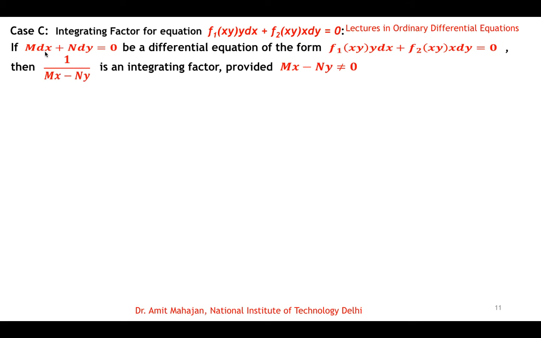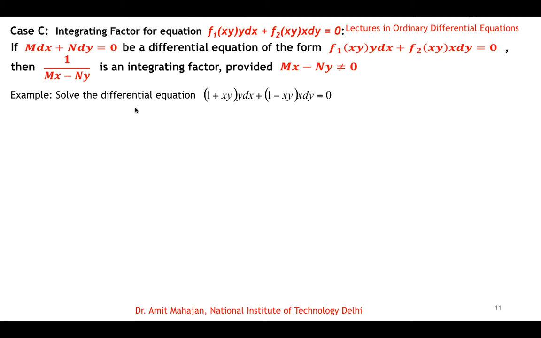Okay, so if your differential equation M dx plus N dy is equal to 0 is of this form, some function of xy where xy occurs in product, times y dx plus some function of xy where xy is in product times x dy is equal to 0, then if it is not exact, 1 by (Mx minus Ny) is an integrating factor provided the denominator is non-zero. So again the integrating factor's role is that if I multiply this integrating factor to the differential equation on both sides, then the differential equation will become exact.